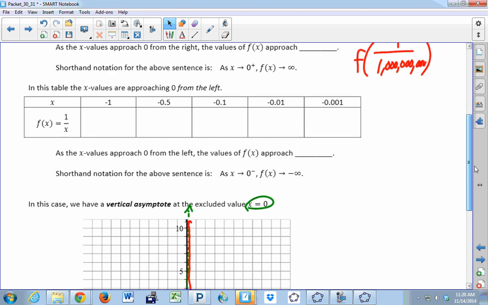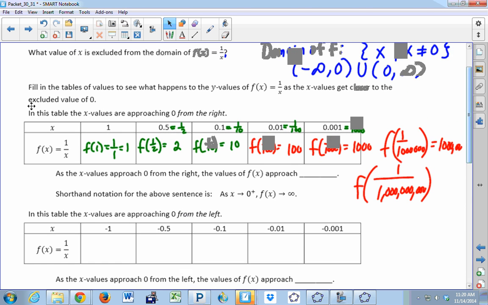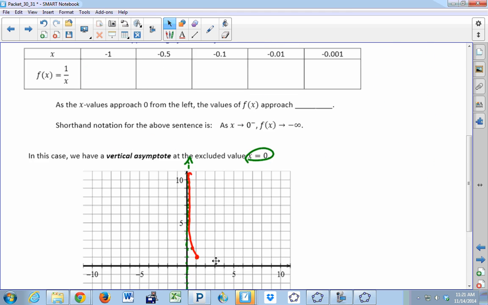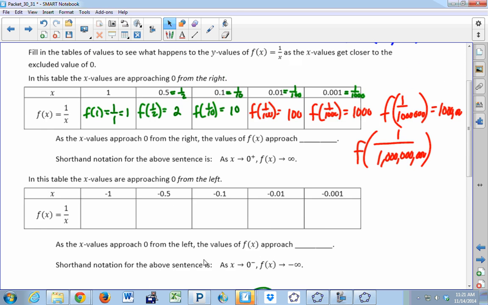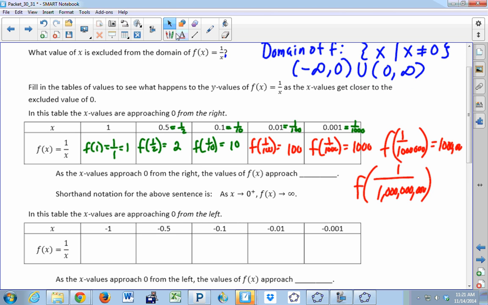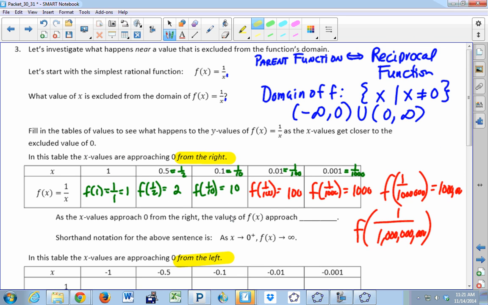All right, so here, folks. Everything we just showed in this table is reflected in this sentence, and then we're going to do a shorthand notation for it. It says here, as the x values approach 0, that's our excluded value, we're approaching 0 from the right-hand side. That's the new language. Really, that's the big new language for you today: from the right and from the left. Because you're kind of coming in close to this number from both directions.